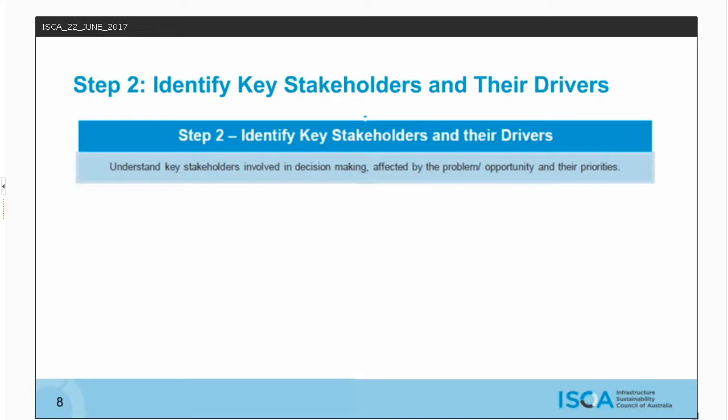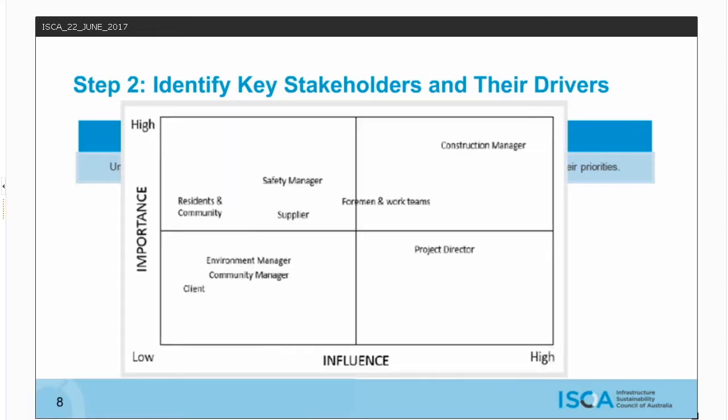Prioritisation of stakeholders should be undertaken to determine who to engage with and to what extent. It may be useful to plot key stakeholders on an influence importance matrix, such as this shown. This maps stakeholders according to their influence and importance in relation to the problem or opportunity under consideration. Influence here being the level of power that a stakeholder holds over an initiative, and importance being the priority given to a particular stakeholder over others. Back to the case study.